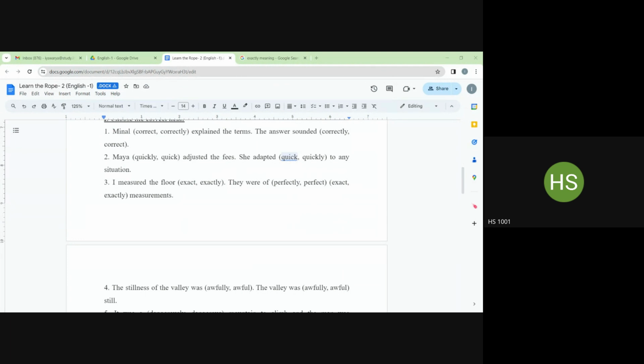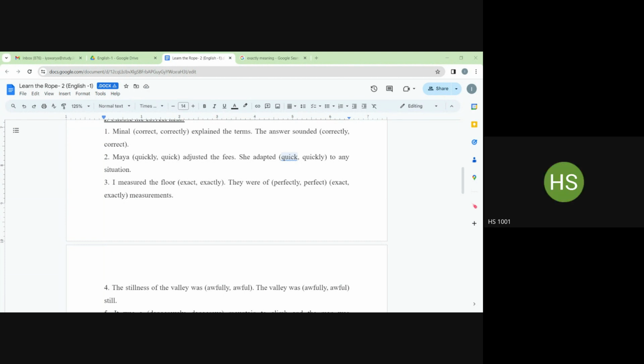Is the verb being modified? Is the adjective being modified? Or is it a noun that is being modified? This is what you should ask when you get that question. So this one has to be exactly: I measured the floor exactly. And then the following sentence: they were of perfectly perfect, exactly measurements. So the first bracket, they were, has to be perfect. They were perfectly. So the answer for this would be they were of perfectly exact measurements.